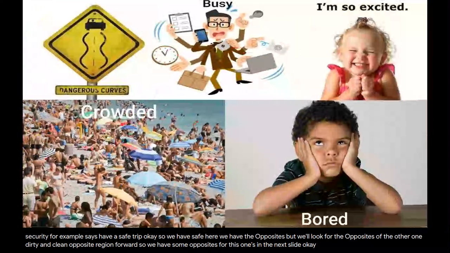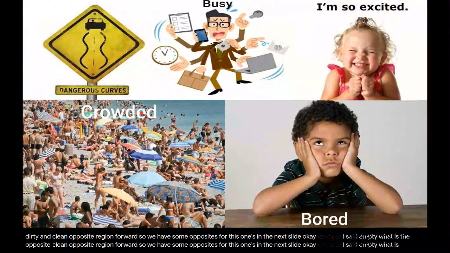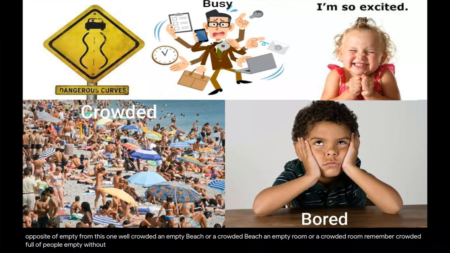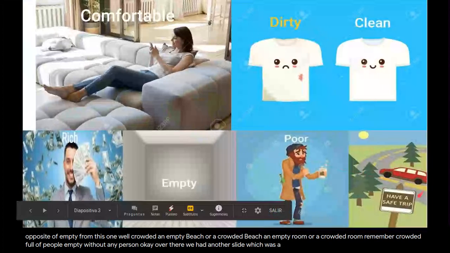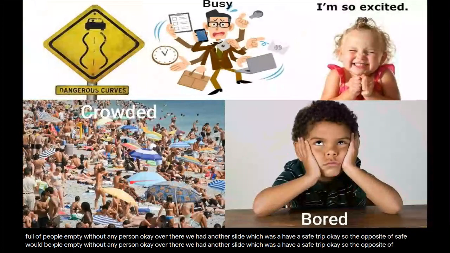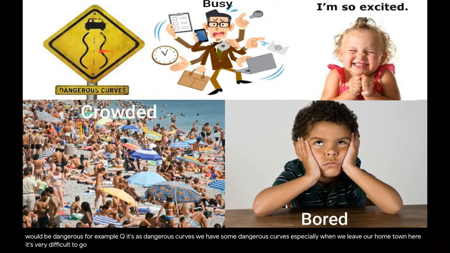For example, I said empty. What is the opposite of empty from these ones? Well, crowded. An empty beach or a crowded beach. An empty room or a crowded room. Remember, crowded, full of people. Empty, without any person. Over there we had another slide which was have a safe trip. So the opposite of safe would be dangerous. For example, here it says dangerous curves. We have some dangerous curves, especially when we leave our hometown here. It's very difficult to go to the main cities, but well, you get used to it.